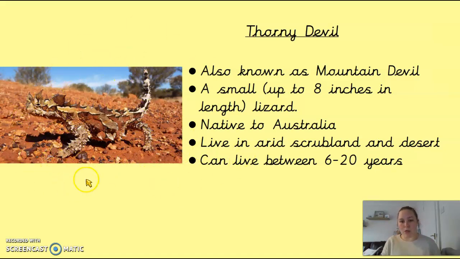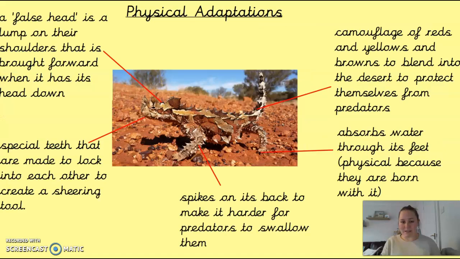This guy is called the thorny devil, or sometimes known as a mountain devil. He's only small, about 8 inches in length. He's a little lizard. They can live 6 to 20 years. And as I said, they live in the desert in Australia. Let's have a look at his adaptations.